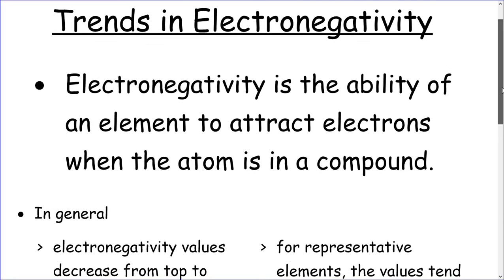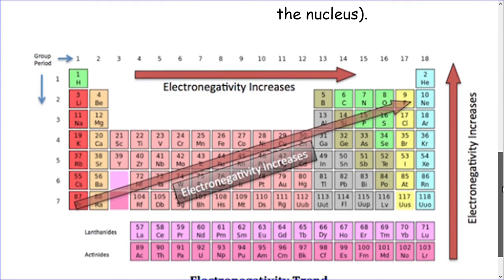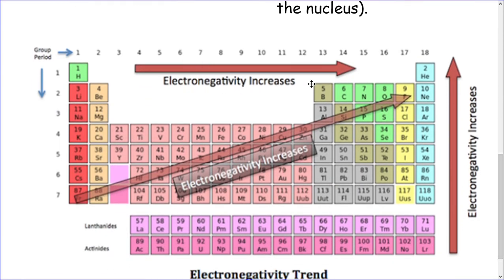So attraction of electrons. In general, electronegativity values decrease from top down within a group because they get further away from the nucleus. For representative elements, so our group A, the values tend to increase from left to right across a period, and that's because they're closer to the nucleus. So in general, electronegativity increases going left to right and increases going bottom up. And so we get this general trend going diagonally toward fluorine.